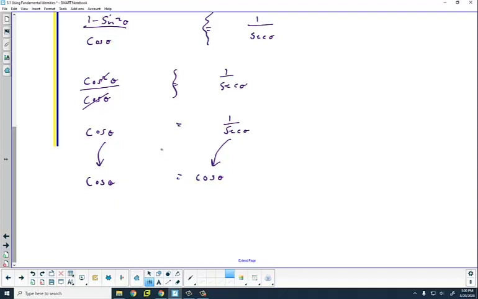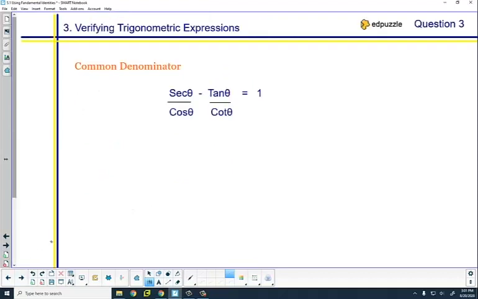It's almost like a puzzle you're trying to put together. You're looking at different identities and trying to figure out, well, if I substituted X, Y, or Z in, will it make things cancel, essentially? So let's try the next one together. This is our last question.